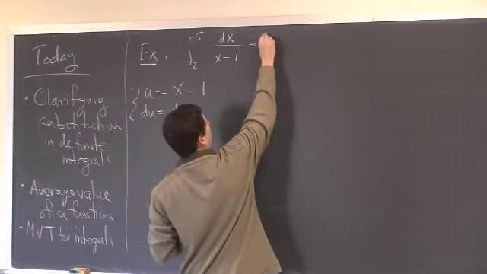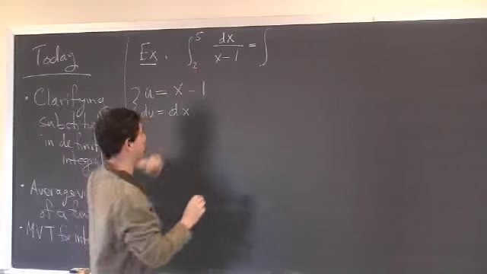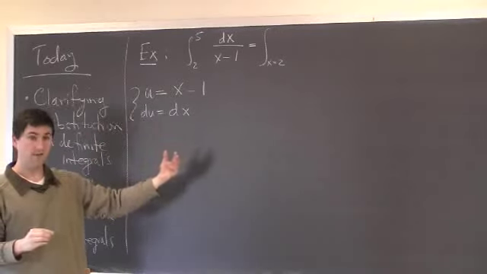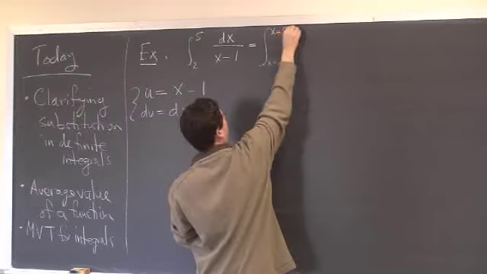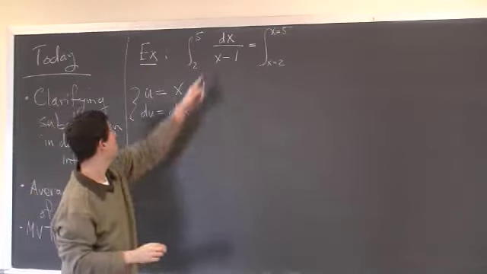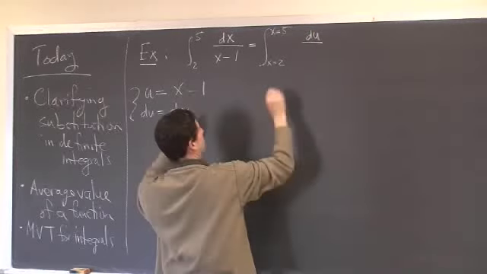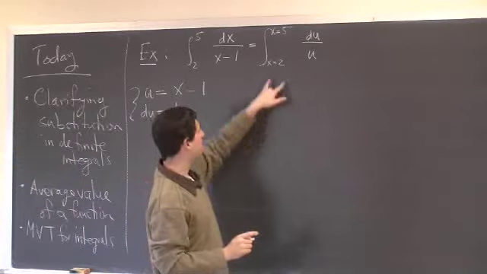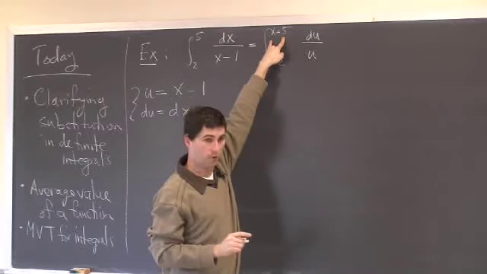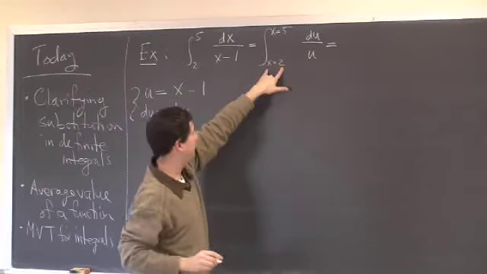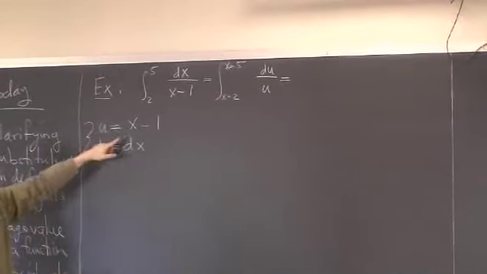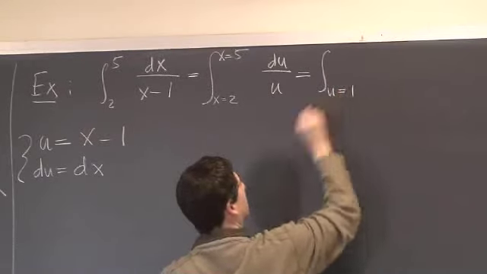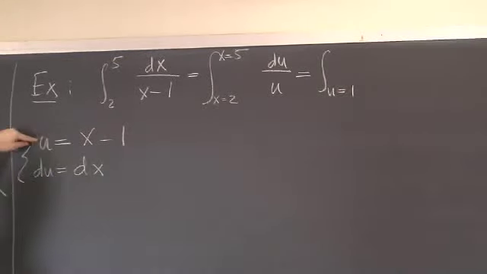So when I rewrite this, let me not change the limits at first, but let me add a little descriptive term. Instead of saying 2 to 5, let me write that I'm going from x equals 2 to x equals 5, because that's where those 2 and 5 are coming from. Now the dx turned into a du, and the x minus 1 turned into a u. Now I want to change these limits into what the corresponding u should be. If x is 2, what would the u be? When x is 2, u is 2 minus 1, which is 1. So this is u equals 1. And when x is 5, u is 5 minus 1, which is 4.